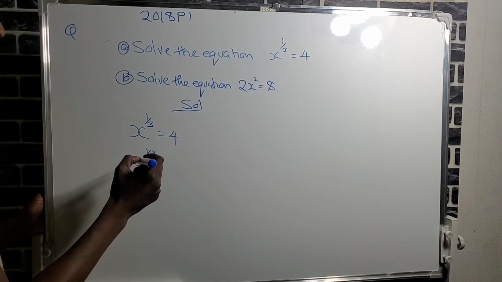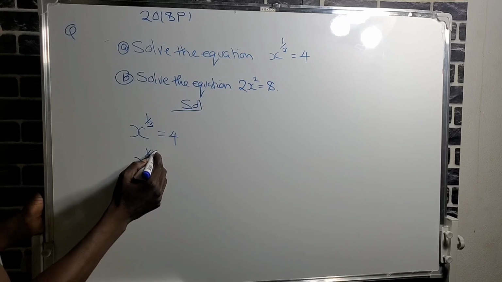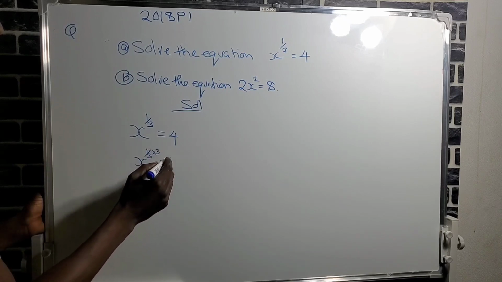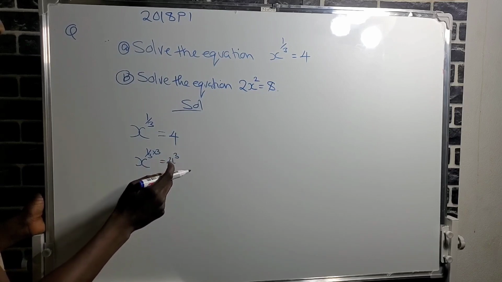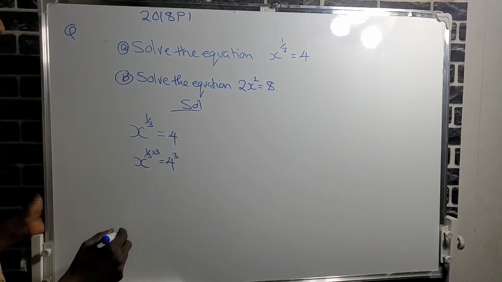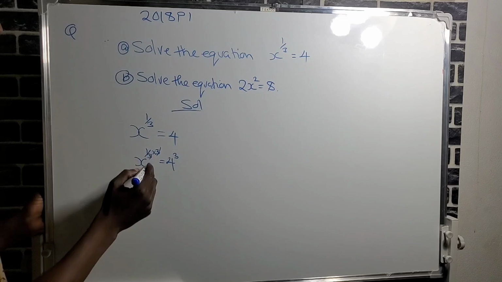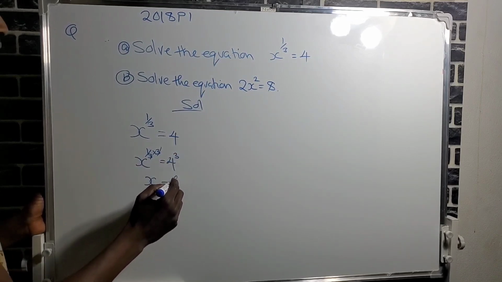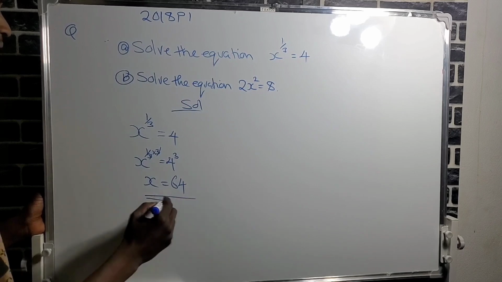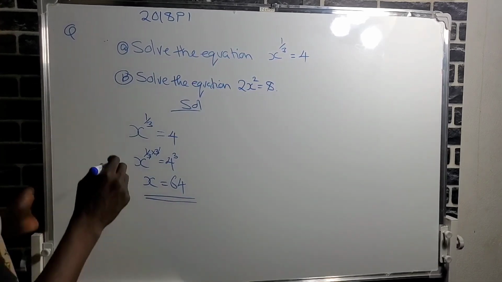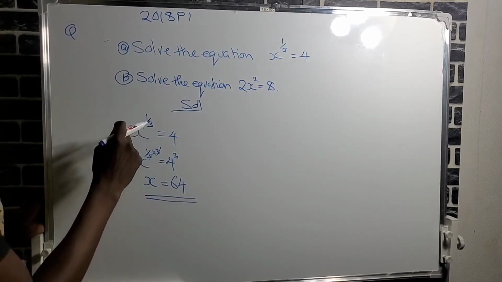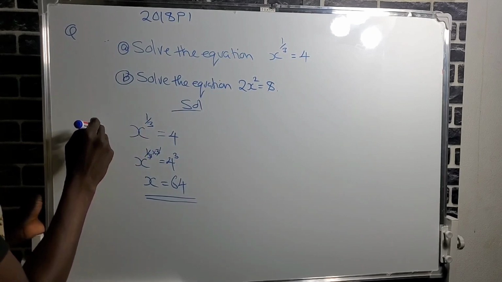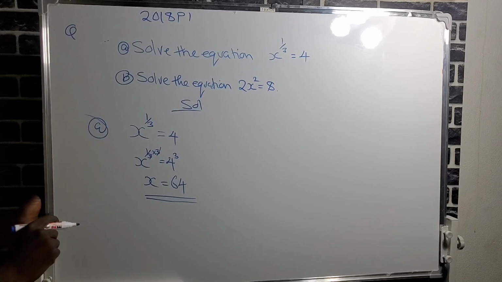3 over 1 is the reciprocal. Okay? 3 over 1, which is just 3. So whatever you do here, you've introduced here, you should also introduce to the other side. So the other side you also introduce 3. So this 3 and this 3 cancel, remain with x, and 4 to the power 3 is 64. And that's the answer, 2 marks. So the key is the reciprocal of the number. Okay?